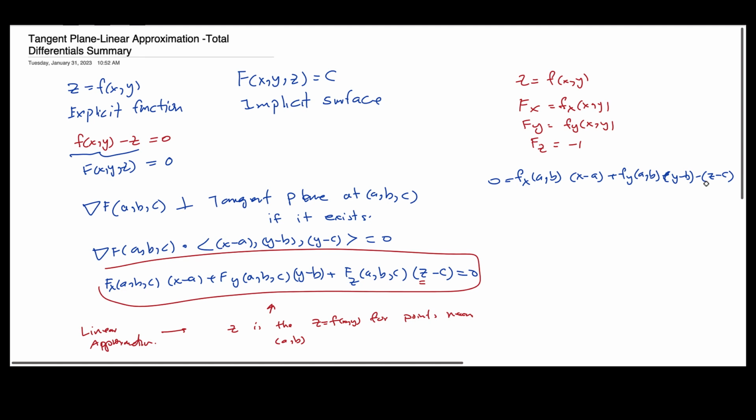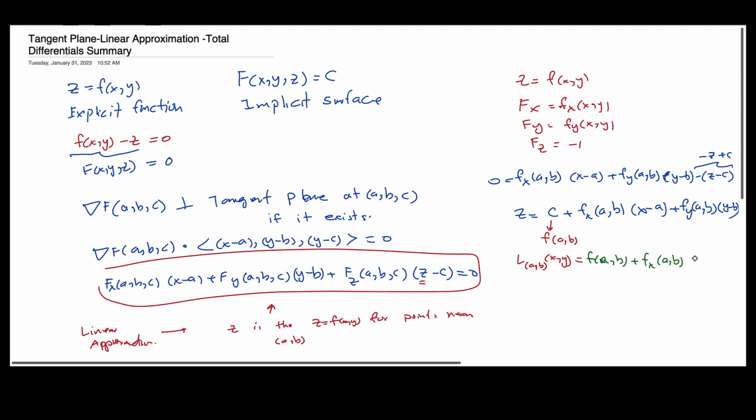Now, solving for z, I get z is equal to c plus f sub x at a and b times x minus a, plus f sub y at a and b times y minus b. Now I want to add one extra detail. What was c? If I have the explicit equation, c is just f of a and b. So here now I got the linearization. Let's write it down: L at a and b of x and y is equal to f of a and b plus f sub x of a and b times x minus a plus f sub y of a and b times y minus b. And that's the linearization. So you can see that one implies the other, and it goes back and forth.